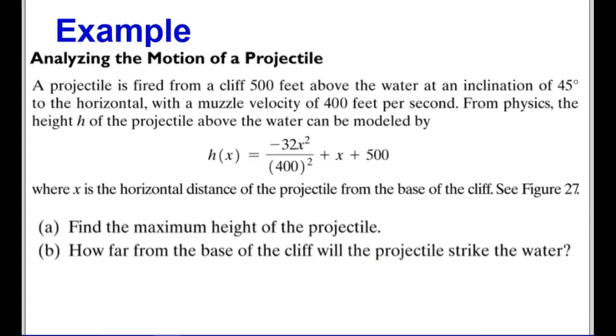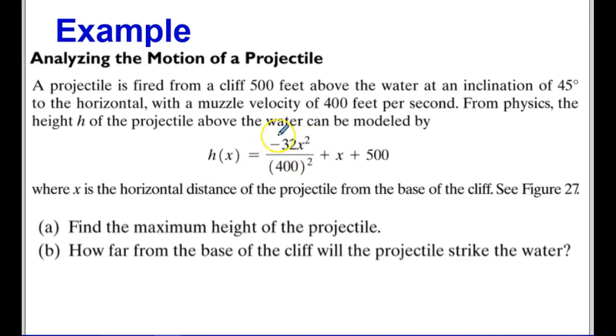Okay, so here's our next example. We're going to often analyze the motion of a projectile, because if I throw something or hit a ball, any of those things, it looks like the shape of a quadratic. So here I have a projectile that's fired from a cliff 500 feet above the water at an inclination of 45 degrees to the horizontal with a muzzle velocity of 400 feet per second. From physics, here's my equation that measures the height based on the distance of the projectile from the base of the cliff.